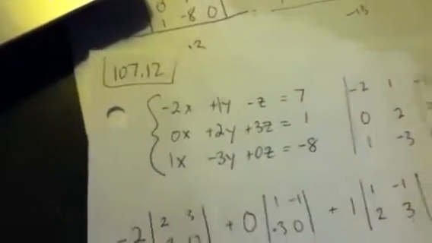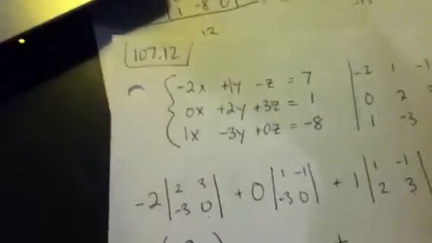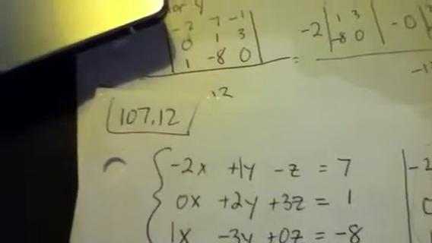Lesson 107, number 12. It's a system of equations. They want us to use Cramer's rule, and they also want us to use the new, I call it expansion by minors. What are they calling it?